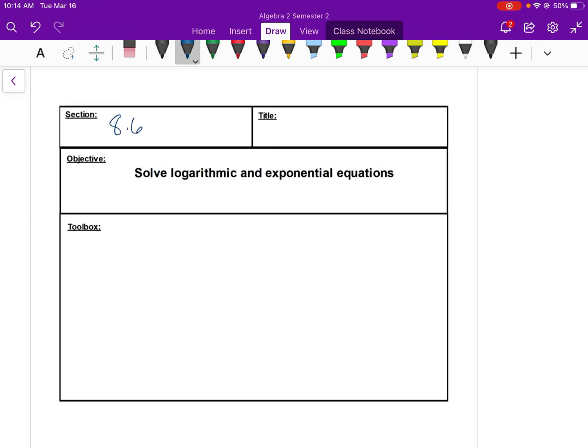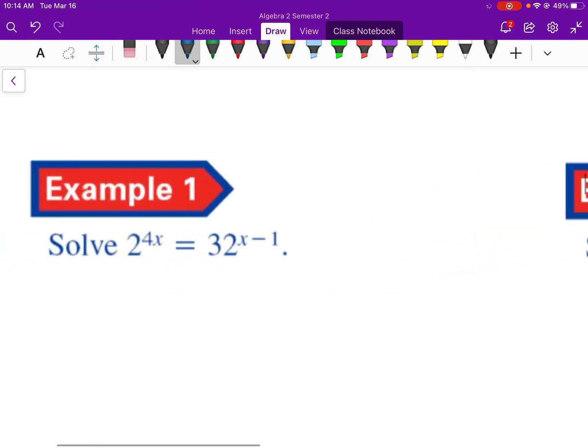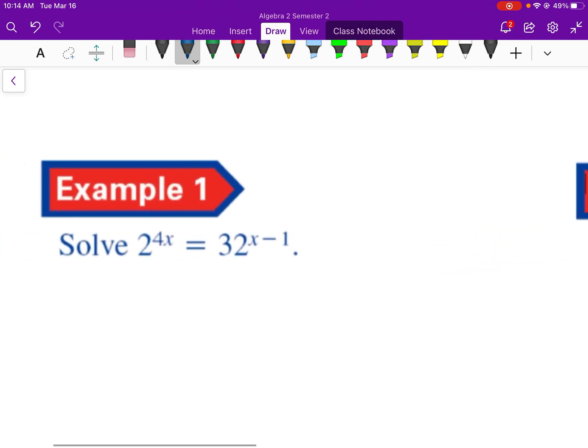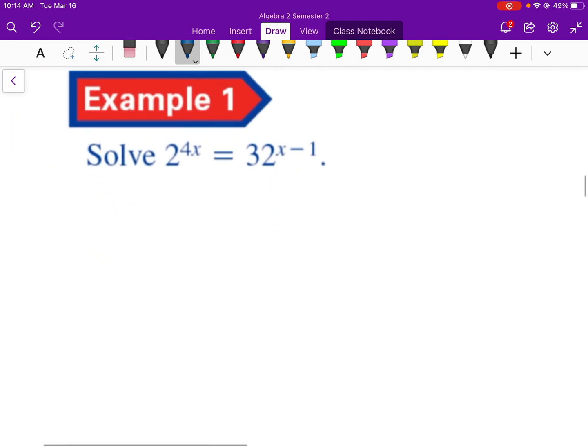Alrighty, 8.6, solving logarithmic and exponential equations. Okay, so the first one. We got 2 to the 4x equals 32 to the x minus 1. When we see this one, I see exponents on both sides of the equation. So what we need to do in this case is get the bases to be the same.